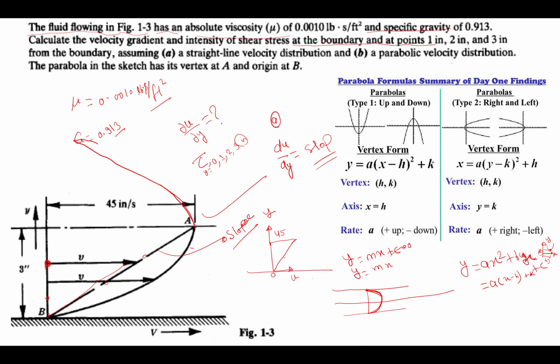Here also, on points 1, 2, 3, whatever is given, 1 inch, 2 inch, 3 inch. But in case of a parabolic distribution, at every point your slope is changing. So it is a very challenging task to calculate the slope in case of parabolic, compared to the linear one. So these are the hints.